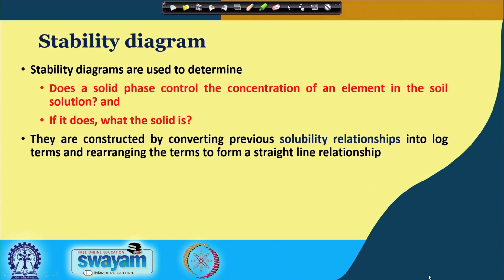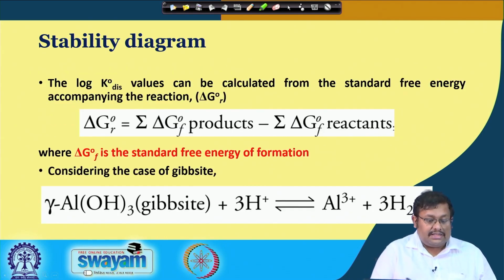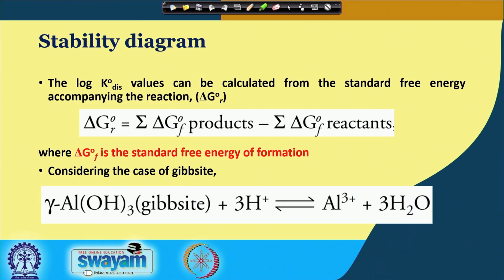And then we have talked about the stability diagram. The stability diagram gives us the answer for whether a solid phase controls the concentration of an element in the soil solution, and if it does, what the solid is. And then we have talked about the standard free energy of formation, and how it can be used to calculate the free energy accompanying the reaction.